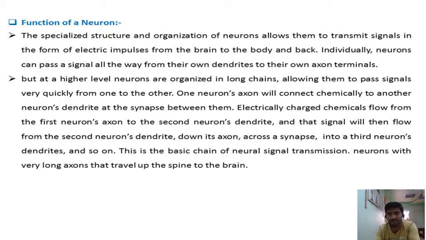The electrically charged chemical signal flows from the first neuron's axon to the second neuron's dendrites, then down its axon, across the synapse into the third neuron's dendrites, and so on. Many neurons communicate with each other, passing the signal through dendrites, cell body, axons, axon terminals and synapses to another neuron, and so on. This is the basic chain of neural signal transmission. Neurons can have very long axons that travel from the spine to the brain.